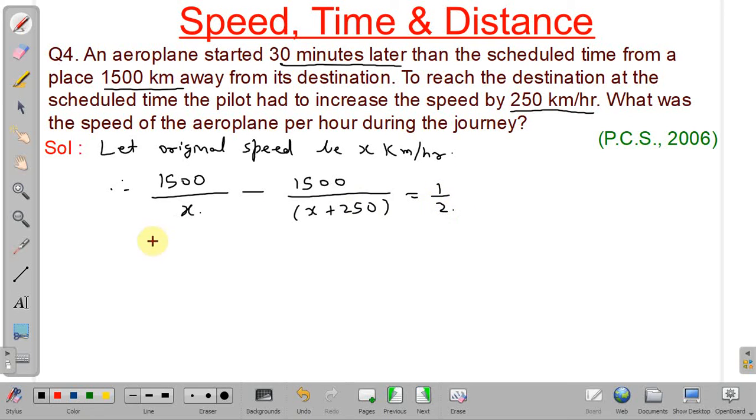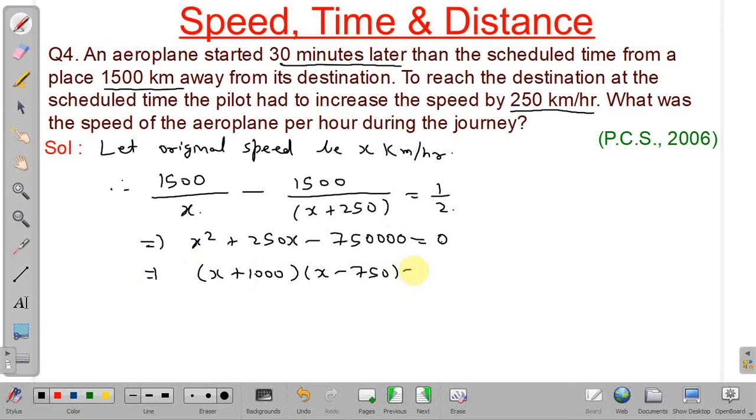Okay, so solving after cross multiplication we will get x squared plus 250x minus 7,50,000 equal to 0. So we have a quadratic equation. Now we have to solve for x. So the factors will be x plus 1000 and x minus 750 equal to 0. This will give x equal to minus 1000 or x equal to 750.